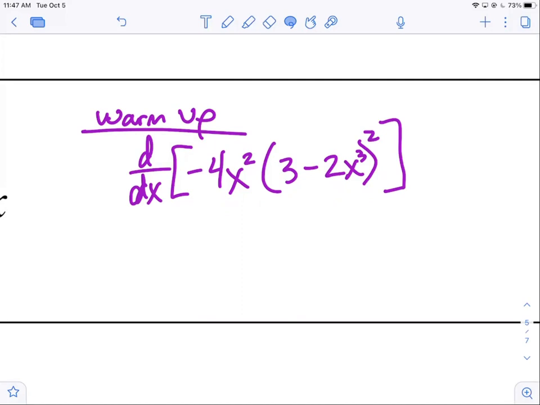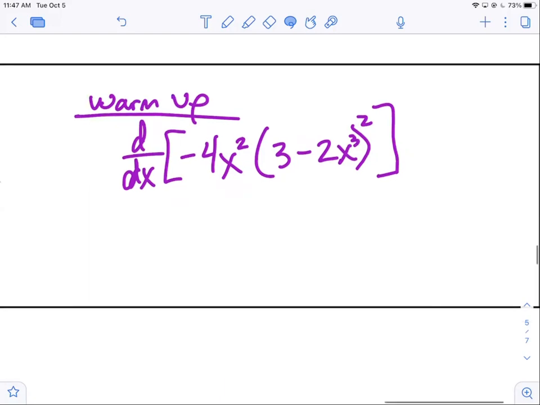So we have to make it terms, and every term has to have the form either ax to the n, or a sine or cosine in it. I don't see any sines and cosines here, and I don't see terms. So we have to expand this out first.